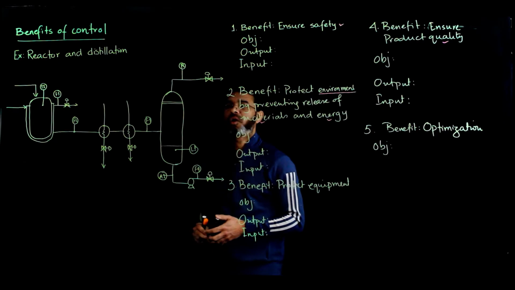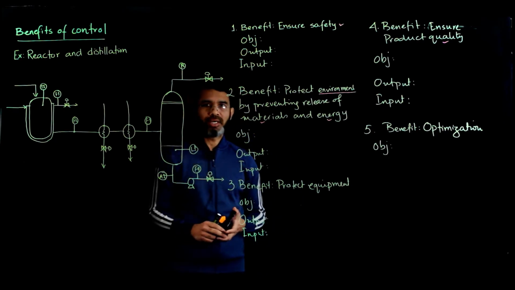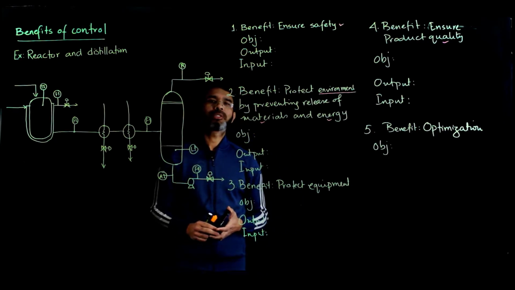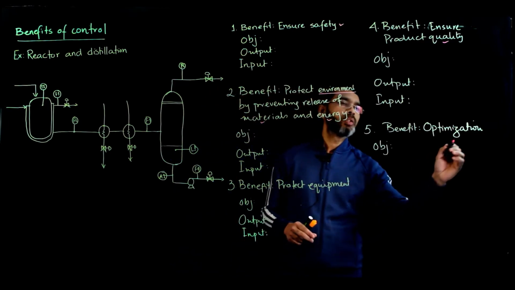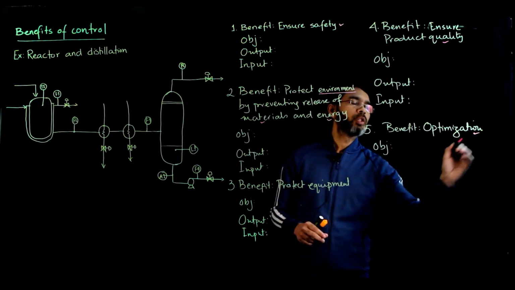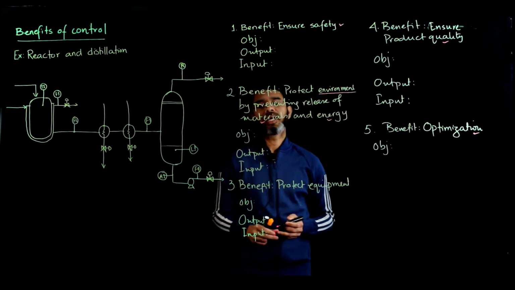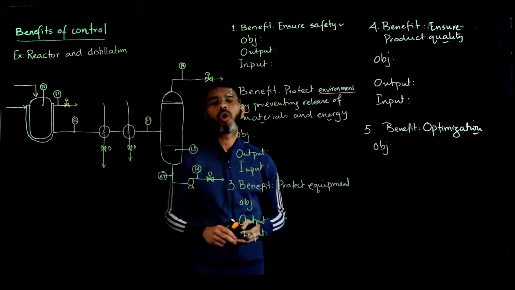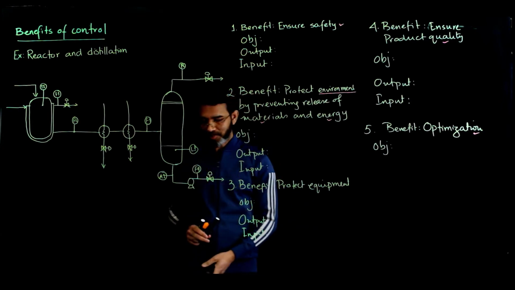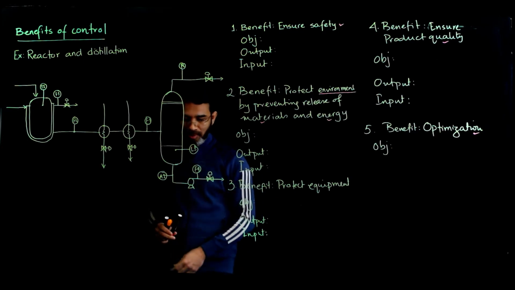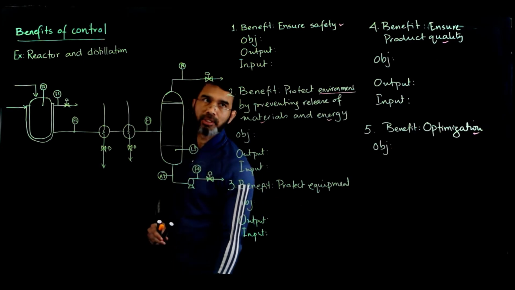Now, product quality is always a concern, and from a control perspective, we look at this as one of the prime objectives. And then finally, to do optimization. So controllers are implemented to allow optimization of the process. Now let's take a look at one after another how we can do it for this process under consideration.